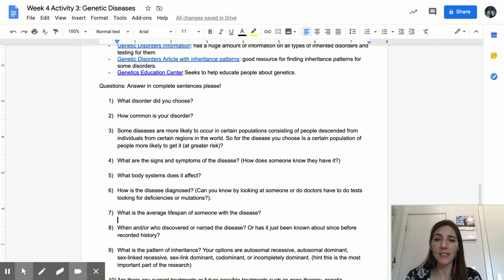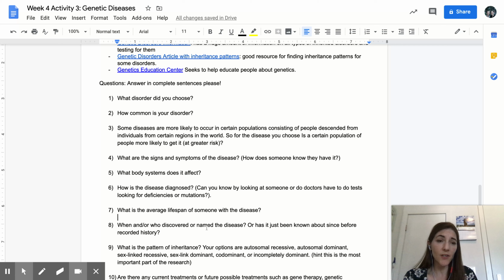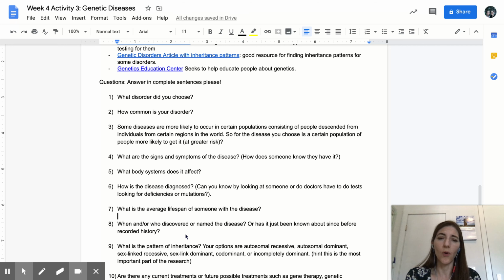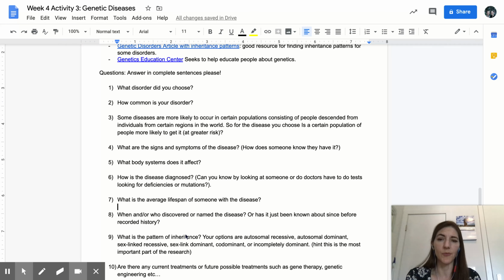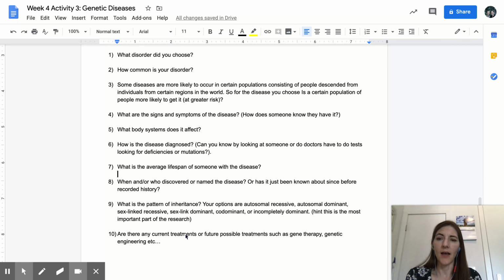How is it diagnosed? Can you look at someone and know they have it, or do you have to actually do tests? What's the average lifespan? Is it a full lifespan or is it a shorter lifespan? And give me some information on that. Who discovered it, and when? Has it just been known throughout history or did someone discover it? And then what's the pattern of inheritance?